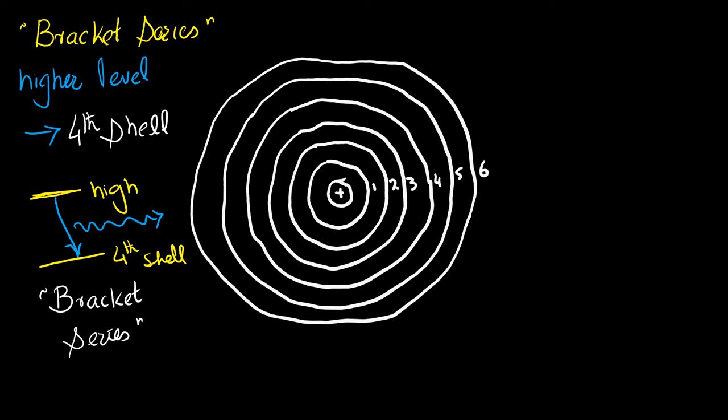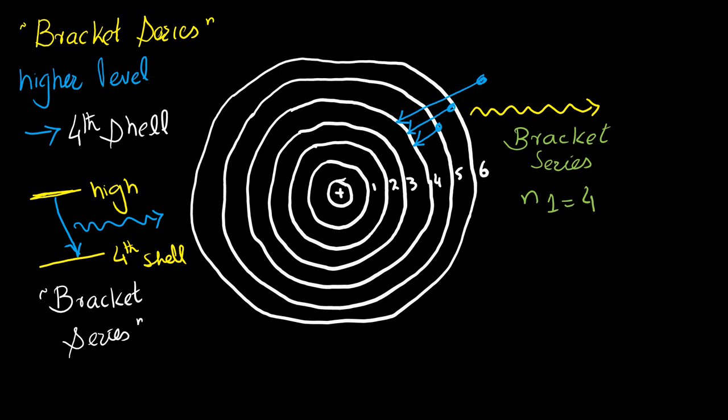So in Brackett series, an electron from any higher energy level will jump into the fourth energy level. Suppose from the sixth energy level an electron jumps into the fourth energy level, or from the seventh energy level an electron jumps into the fourth energy level. In this way, an electron jumping from a higher energy level to the fourth energy level will release a series of electromagnetic radiations, and these series of electromagnetic radiations are known as Brackett series. n1 for Brackett series is 4, which represents the shell or energy level into which the electron from a higher energy level will jump, whereas n2 for Brackett series will be 5, 6, 7 and so on.